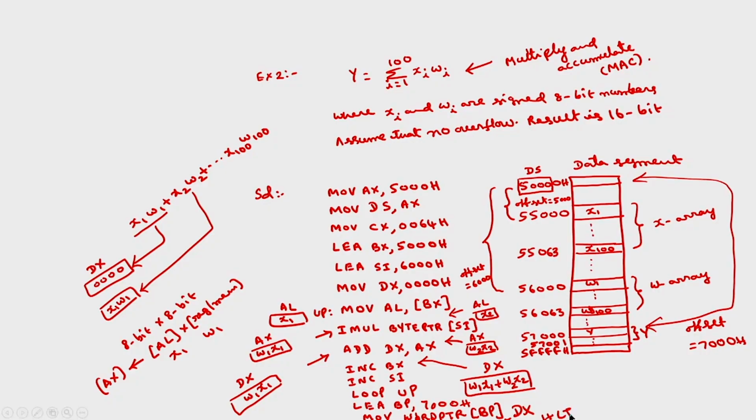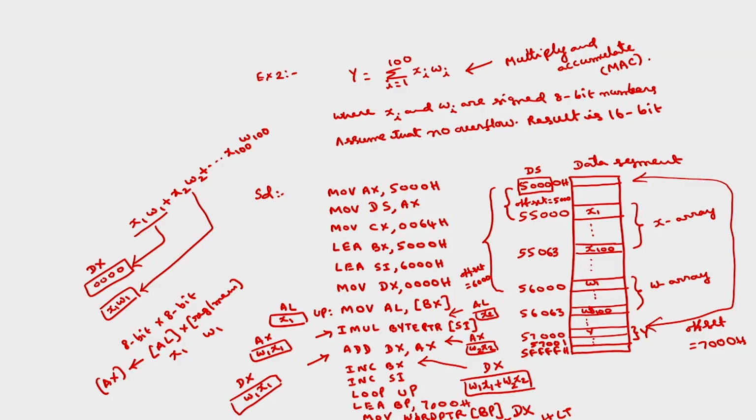This is the program which computes y equal to sigma xi wi. This is an important operation in DSP, the multiply and accumulate operation. If you take a filter, it is the same operation. If you take a transform, we also have similar types of operations. This is the second program, and I will take a third program on multi-byte BCD addition.